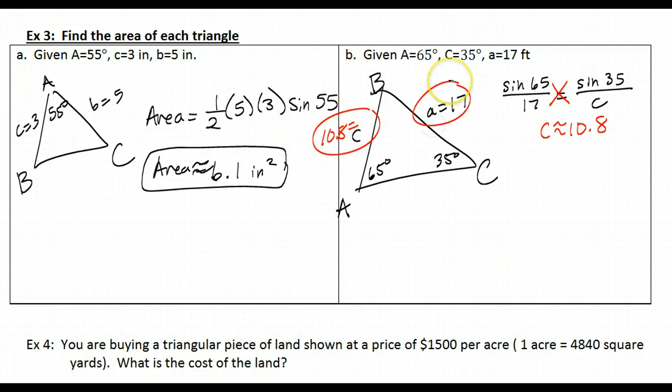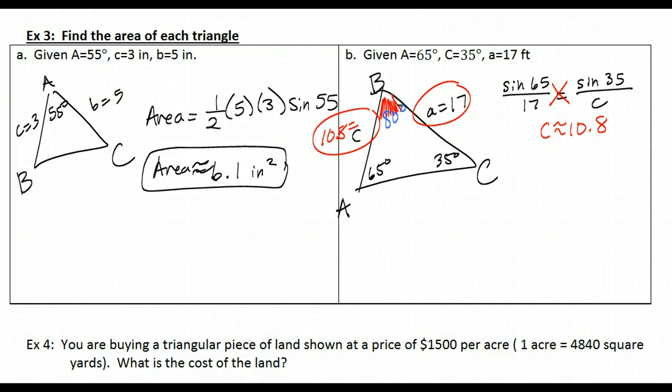Okay, now this is helpful to me because, look, I have two sides. The only other thing I need to know to fill into my area formula is what the angle is. So I've got two sides, I need to find the angle, and that's easy. 180 subtract 65, subtract 35. Oh wait, you know what? I wrote that down wrong, didn't I? Oh no, I'm good. Okay, so 180 subtract 65, subtract 35, and B is 80 degrees.